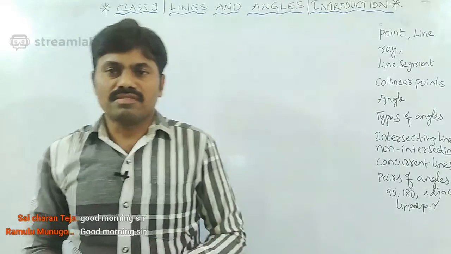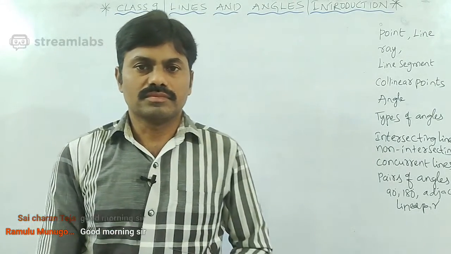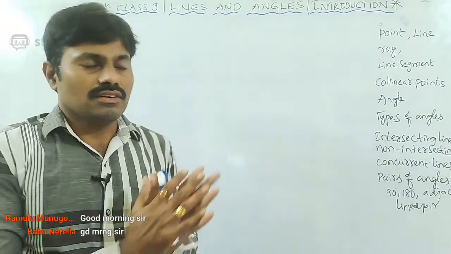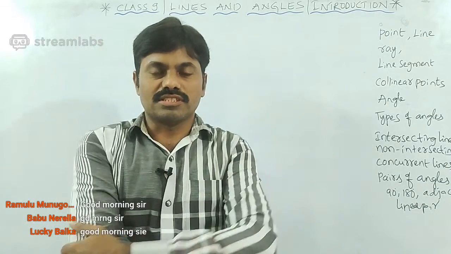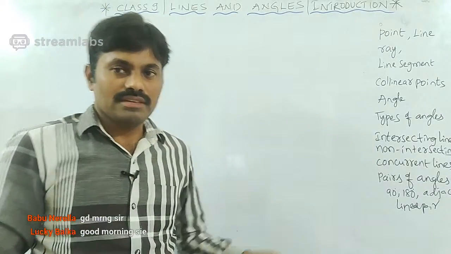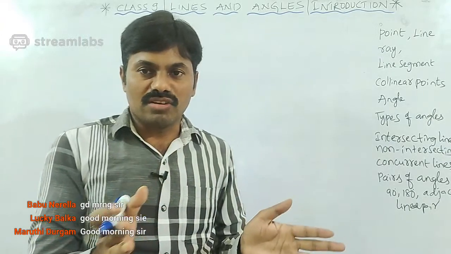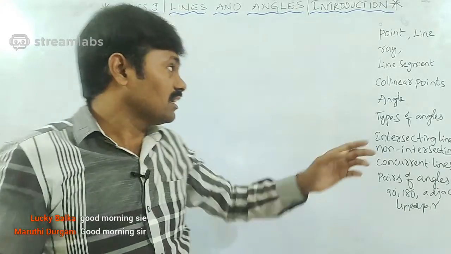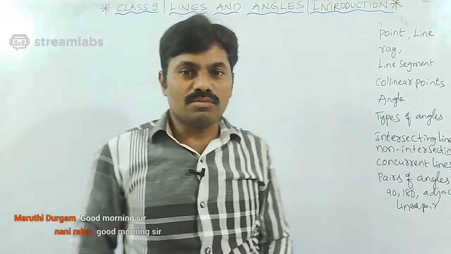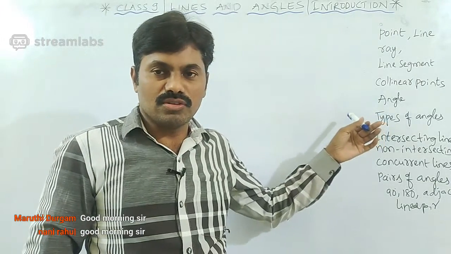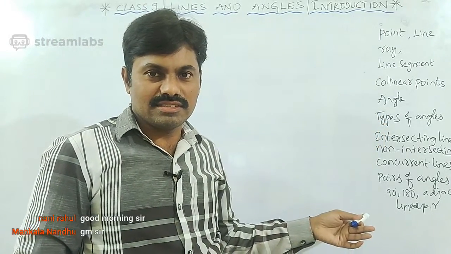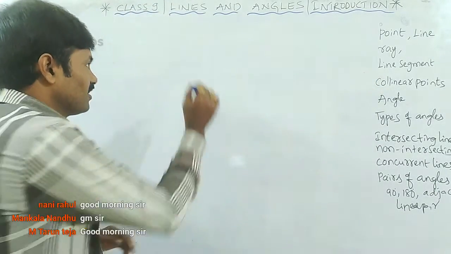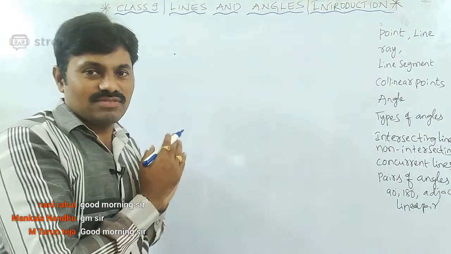In real life we observe many things, especially lines and angles. Before going to the topic, I will discuss some basic terms in geometry. So what are those basic terms? See here, I have listed all the points. Some of you know all these, so let us just recall those things. So, point. Usually we keep it like this. What do you call this one?